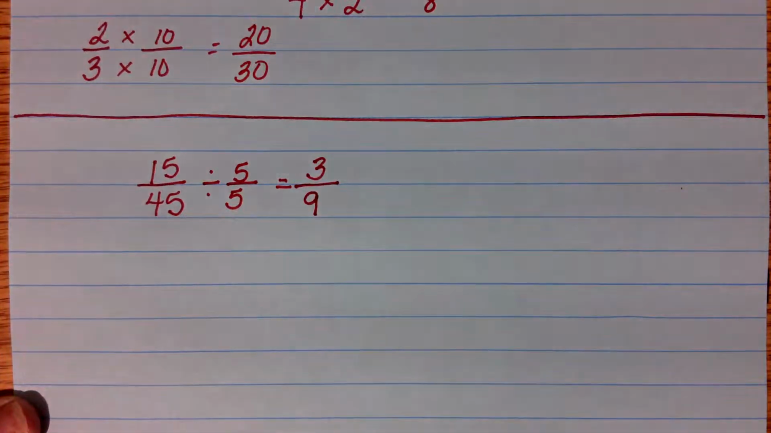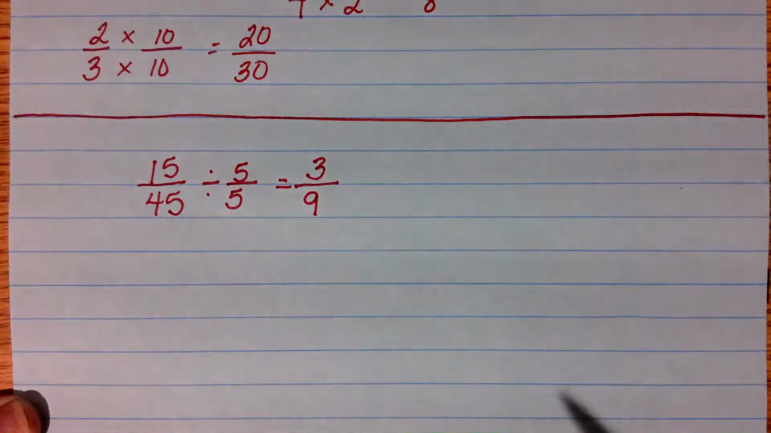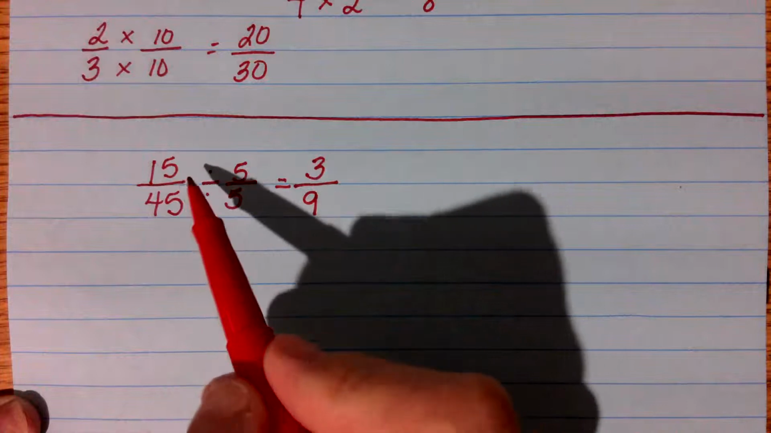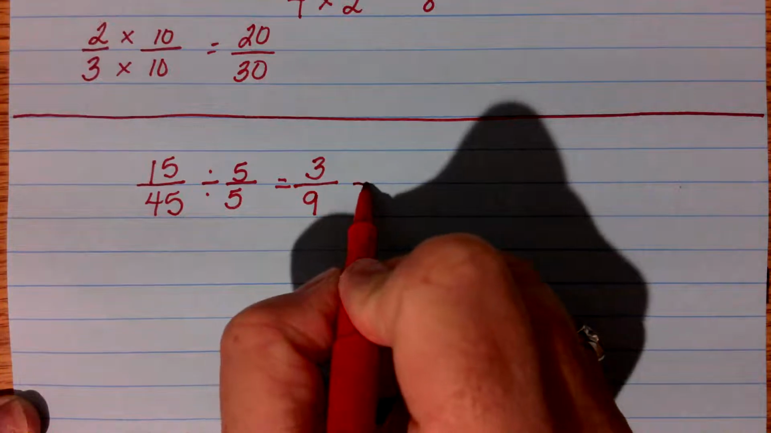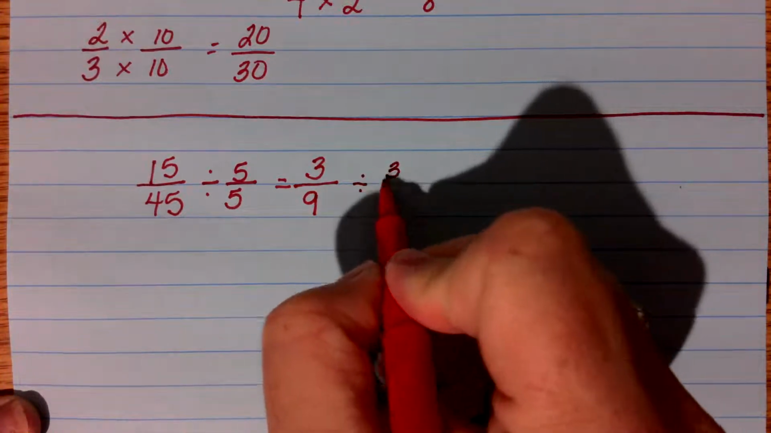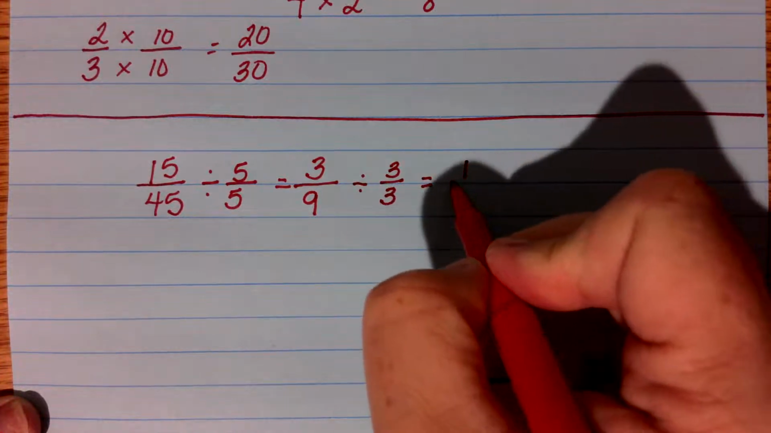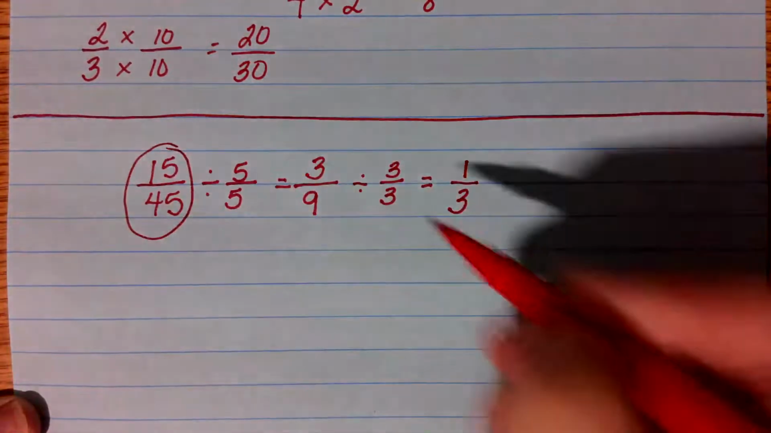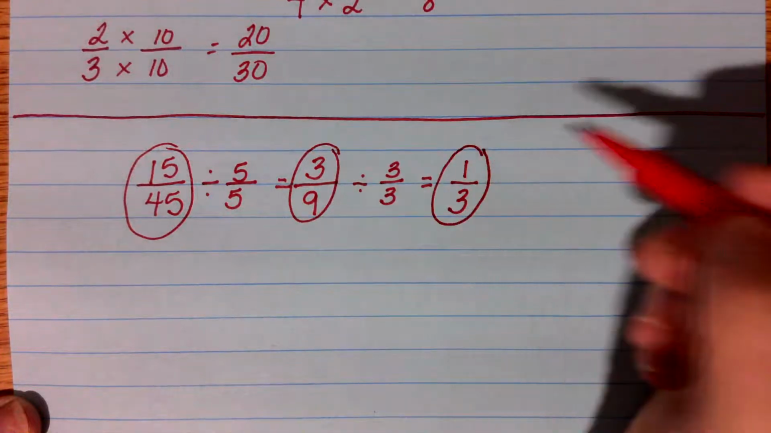And 45 divided by 5 is 9. I could even simplify more because looking at this, I could actually divide by 3/3. I could have actually started out by dividing both of these numbers by 15. So I'm going to divide by 3/3 here. And I know that this fraction is equal to 1/3. So 15/45 is equivalent to 3/9, which is also equivalent to 1/3.